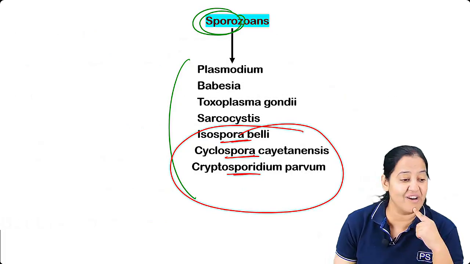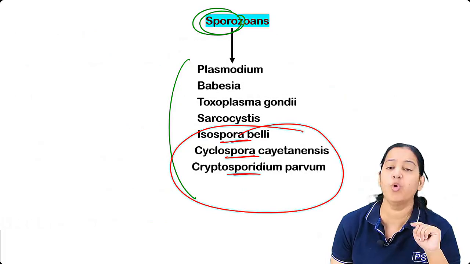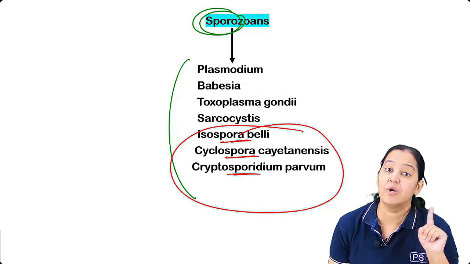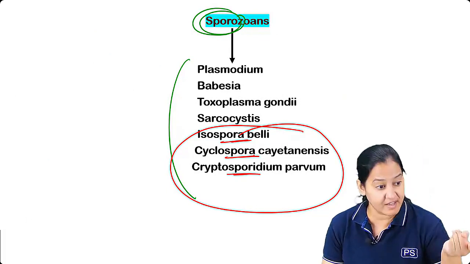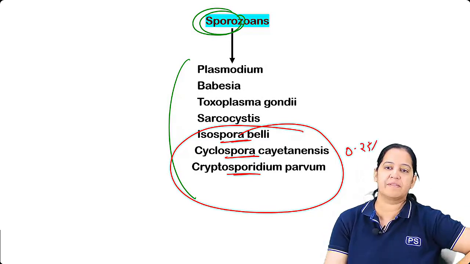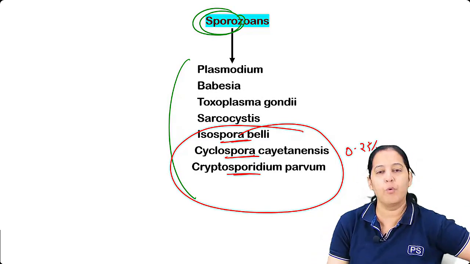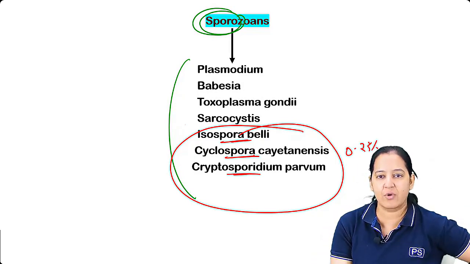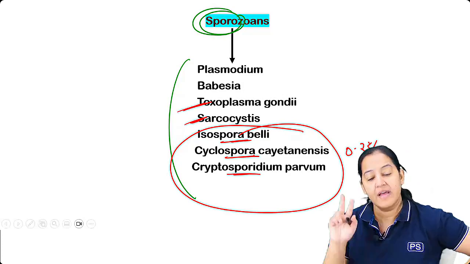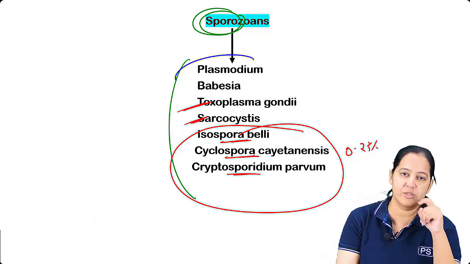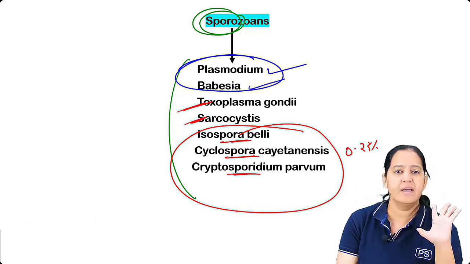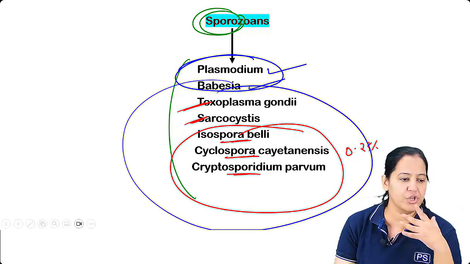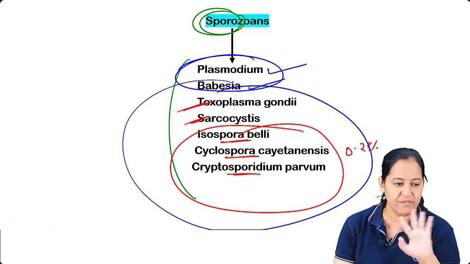Sporas were acid fast organisms. They come in the exception; they require 0.25% H2SO4. Do you remember? Those are the sporas. Besides them there are Sarcocystis and Toxoplasma gondii. The two ultra important ones that I will teach you are Plasmodium and Babesia. I will teach you only these two in detail. For the others, just have a look in the classification. Questions usually don't come from them, so we will not see the details.